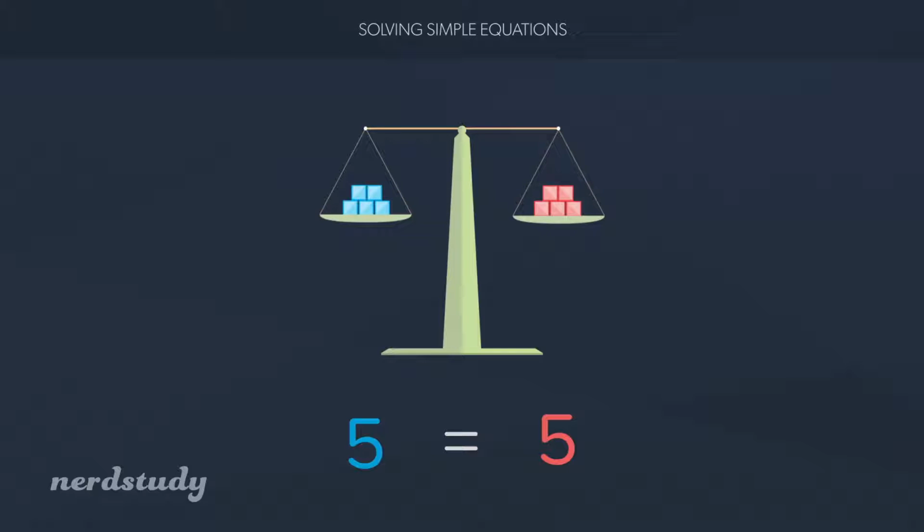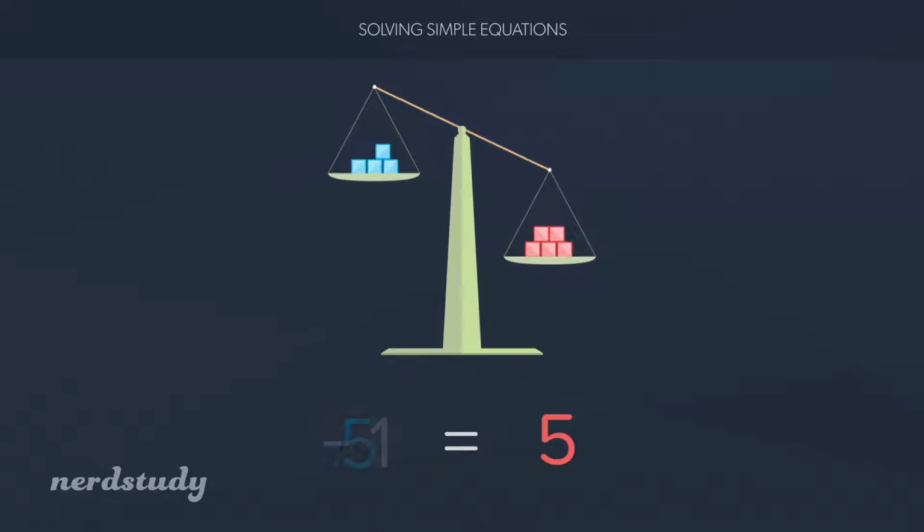And it's pretty clear that this statement is obviously true. After all, 5 does equal 5. But what would happen if I subtract the left side by 1? Well, I would get 4 on the left side, and does 4 equal 5? Nope.